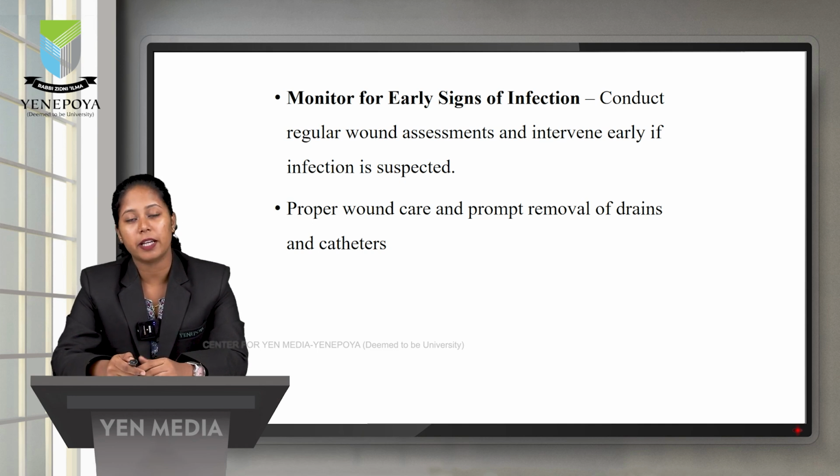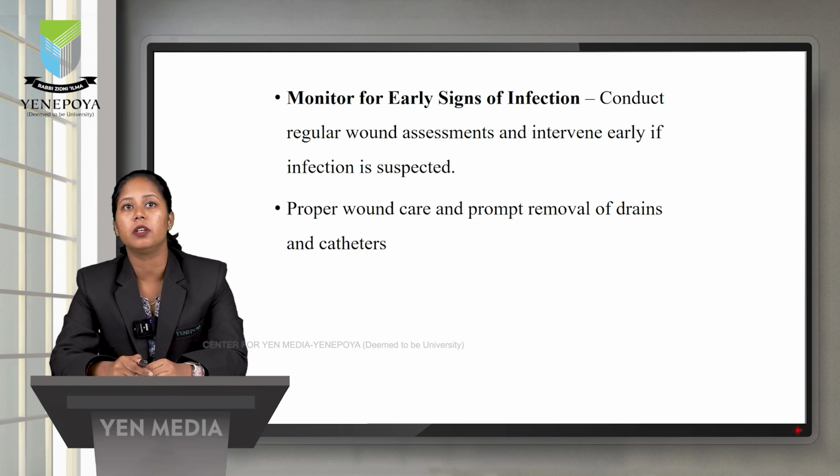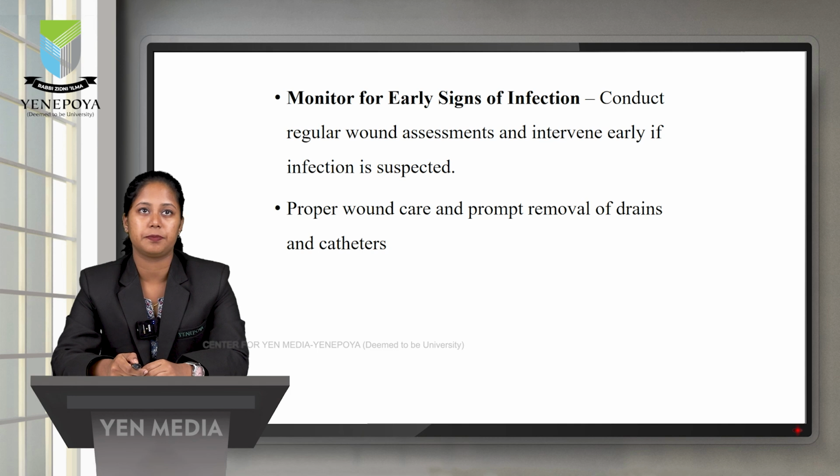For example, the patient might have redness after the third or fourth day. In that case you have to take necessary action. Conduct regular wound assessment and intervene early if infection is suspected. Proper wound care and prompt removal of drains and catheters is recommended. When you are giving proper care for the wound, obviously SSI will not occur.